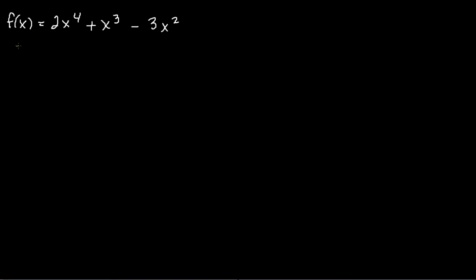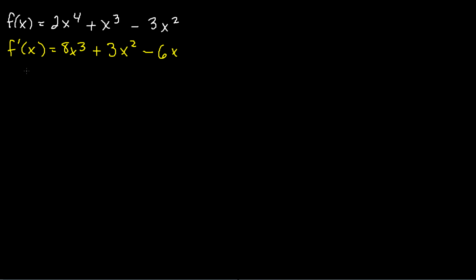All right, so in this next exercise, we have f of x equals 2x to the fourth power plus x to the third power minus 3x to the second power. And again, the first thing we're going to do is find the derivative function, which would be 4 times 2, which is 8x to the third power, plus 3 times 1, that's just 3x to the second power, minus 2 times 3, that is 6x to the first power. We just don't really write it.